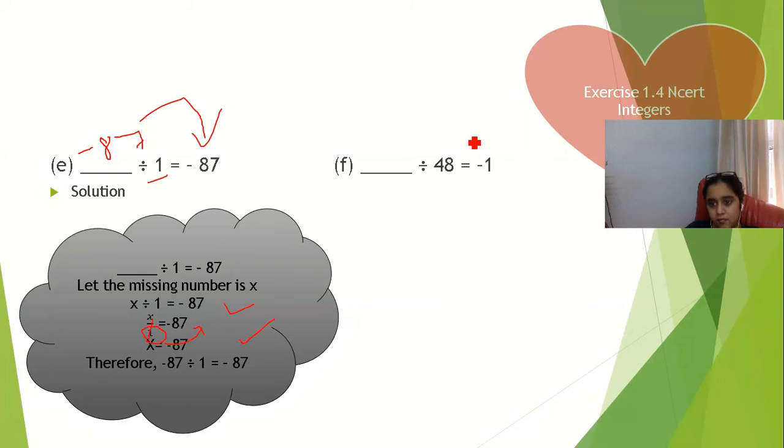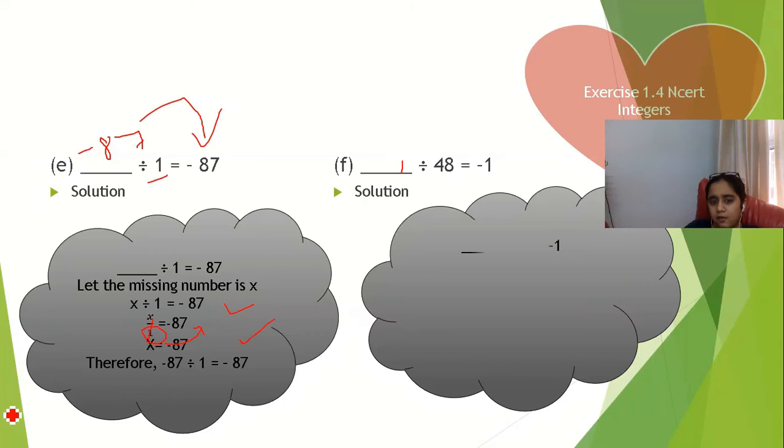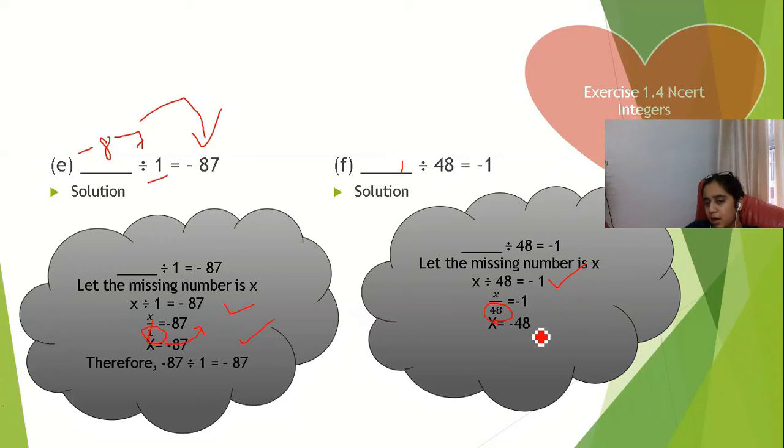So my third question, F part, is we have to fill this blank and we will assume the missing number is x. I will put this value of x in this equation, and in my next step, x divided by 48 equals to minus 1. In my next step, I will shift this 48 to the right hand side and it will multiply with this minus 1. So my equation will become x equals to minus 48.